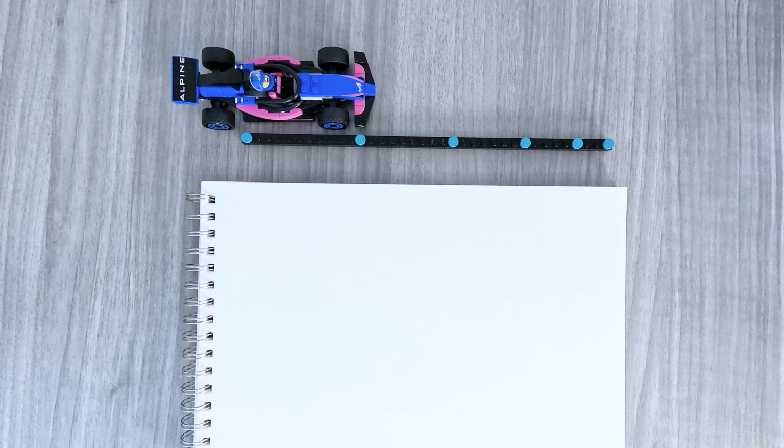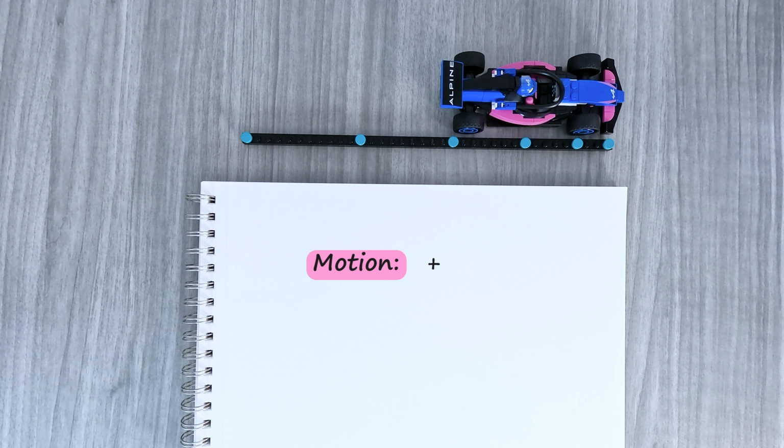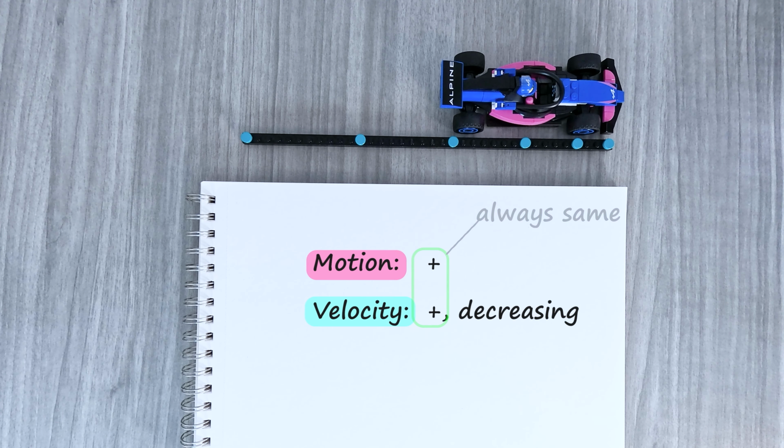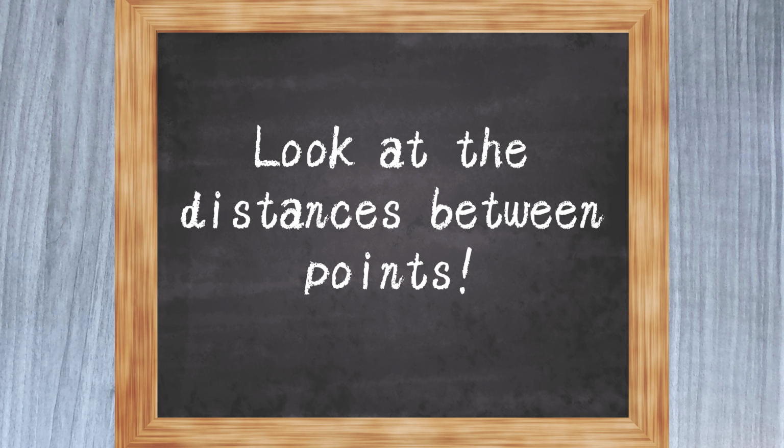Here's a look at the motion. To sum up this one, the motion and velocity are in the positive direction, but the acceleration is in the negative direction. But even if you're not given distance values or time interval values, you can still look at a motion diagram and see how the motion is or isn't changing. All you need to do is pay attention to the distances between the points.